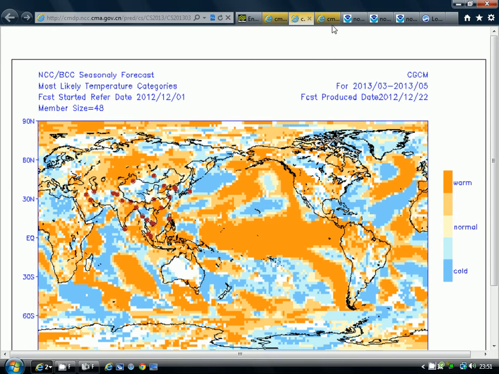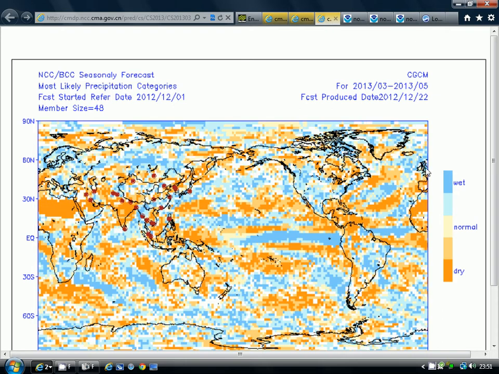And for precipitation, the model is seeing quite a wet spring as well, with those westerly winds. The model is seeing above average precipitation through the spring.